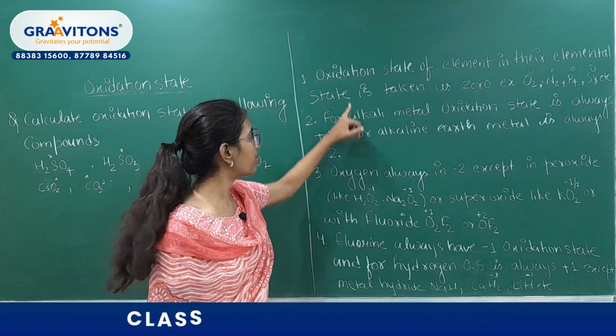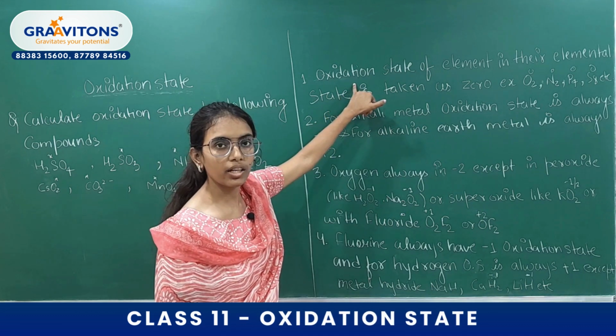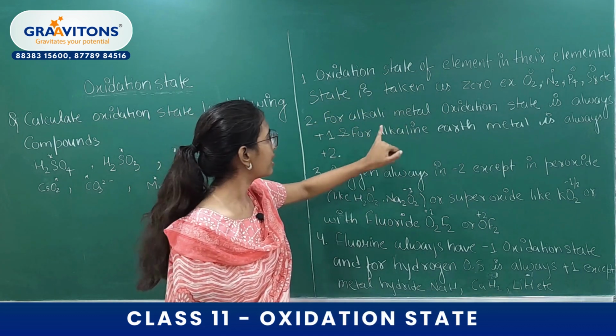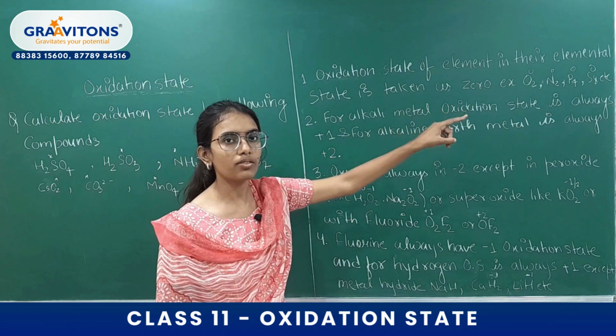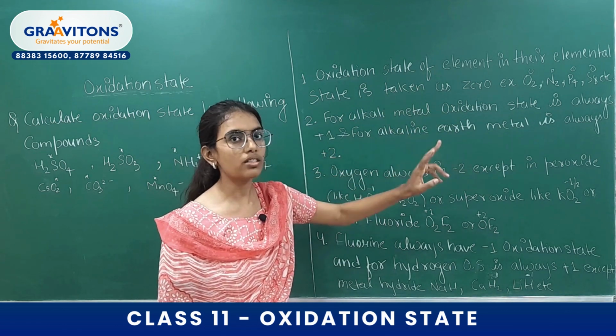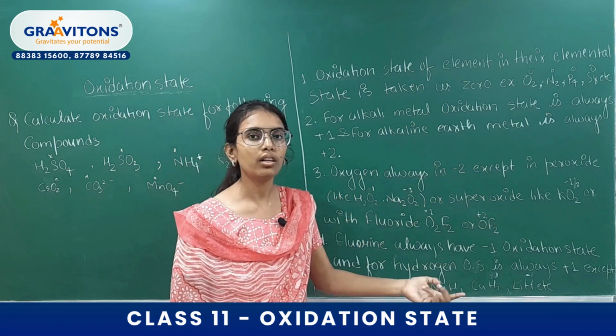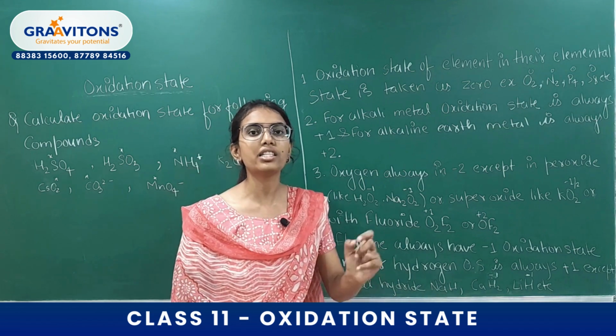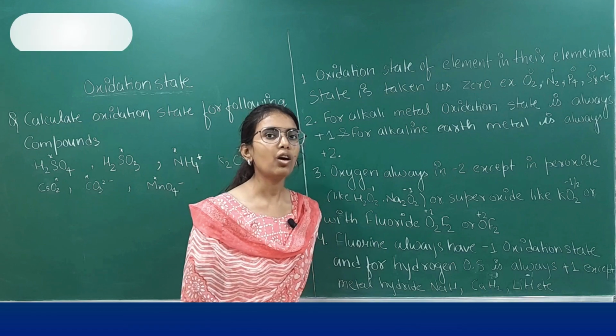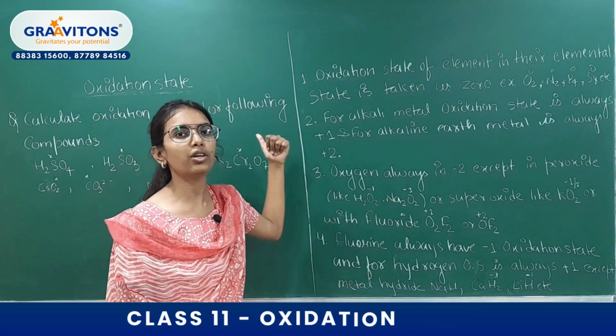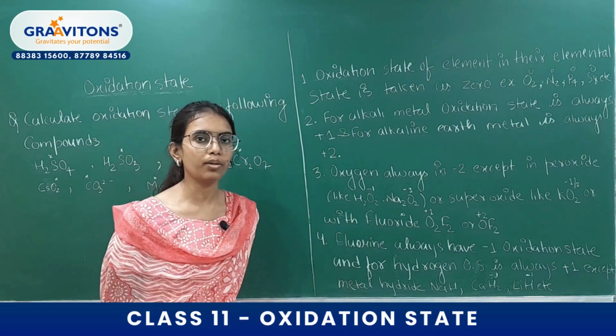Okay. So what do we have to remember? First, the oxidation state of any element is 0 in the elemental state. Second, alkali metals always +1, alkaline earth metals always +2, oxygen always -2, with some exceptions. Fluorine always -1, and hydrogen always +1, except in the case of metal hydrides. Now we will apply this concept for the calculation of the oxidation state of some compounds.